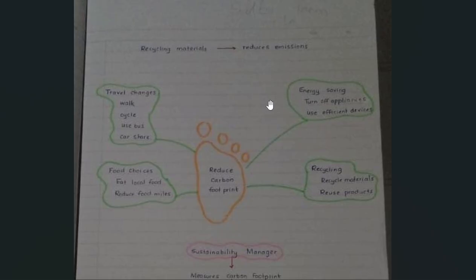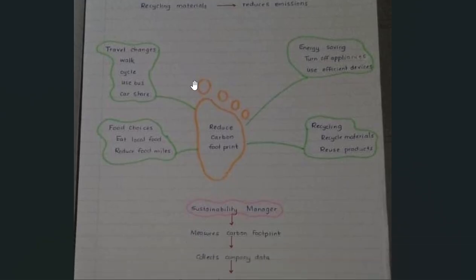So like I said, if you can recycle materials, you can reduce the emissions. Now if you want to reduce the carbon footprint, what can you do? You can change your traveling methods. So you can walk. Walking means zero carbon footprint. Cycling, there will be very little. Then if you use a bus instead of using your own vehicle for travel purposes, you can reduce the carbon footprint. And car share.